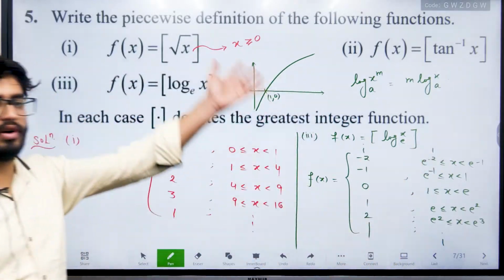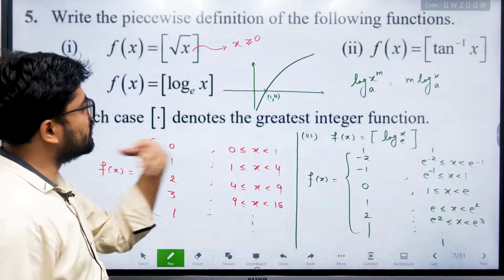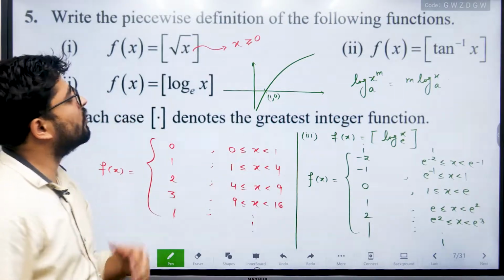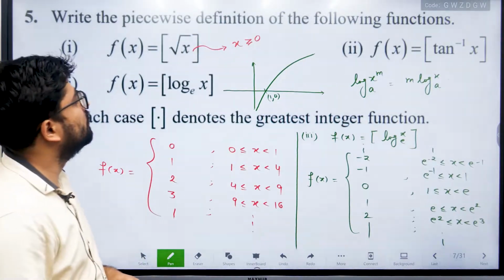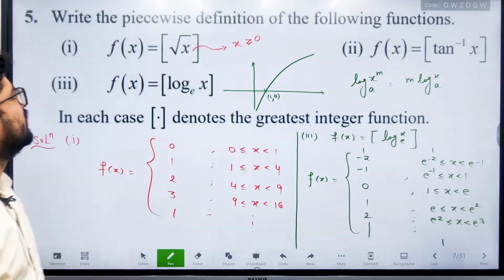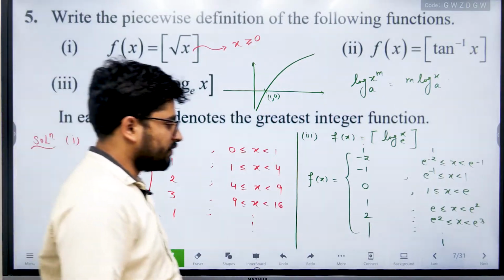Okay, you can define your function. Got it? So this is the piecewise definition for greatest integer of log x to the base e. Okay, so that's your fifth question.